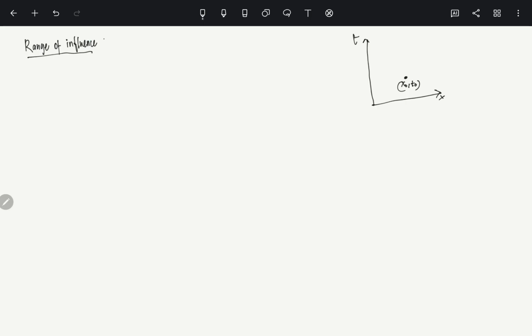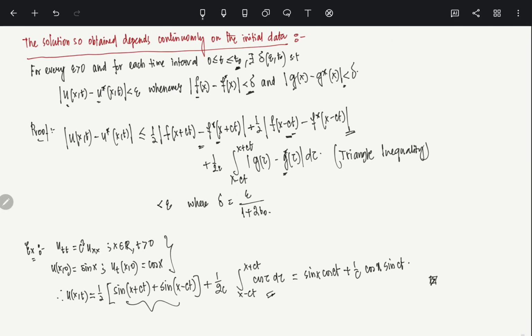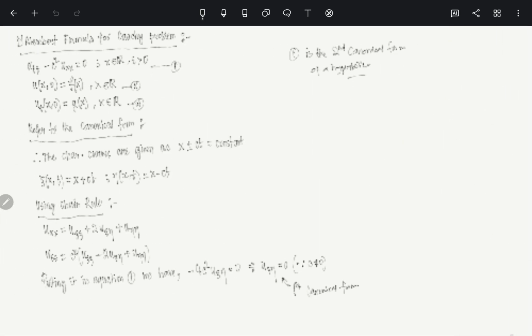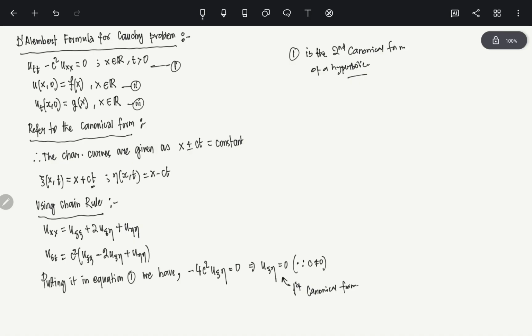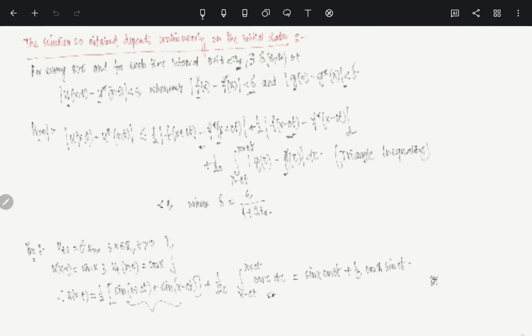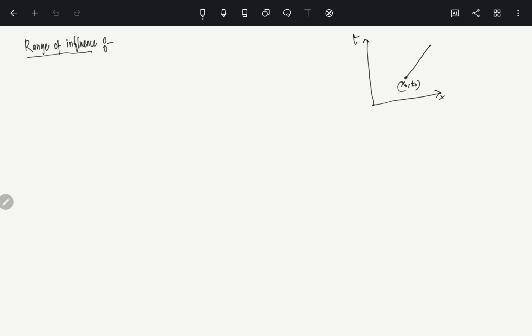So what is the range of influence? Let's look at it. If you have this point, the characteristics of this problem, you remember, we talked about these characteristics: x plus or minus ct equals a constant. Essentially, those characteristics, if you start from x naught, t naught, will look like this: x minus ct equals c1, one characteristic. Another characteristic will go like this: x plus ct equals c2. And this region is R.